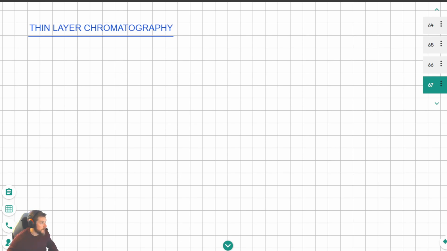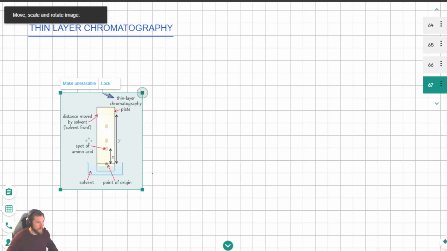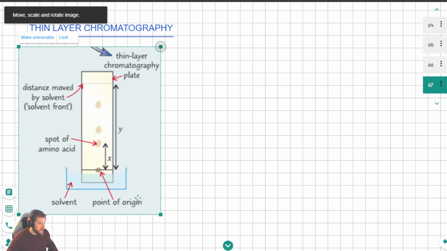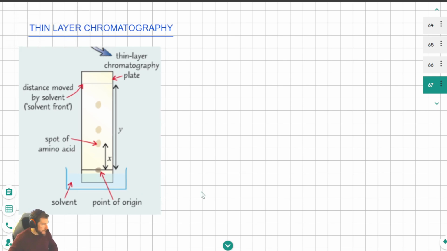So I'll just steal this image out of my textbook. Should look familiar. You will have seen a bunch of chromatography by now. I will just highlight the most important parts of it. So, pencil line at the bottom to show the starting point. We use a pencil line because it is not soluble in the solvent and it won't move up the page with the rest of the material.